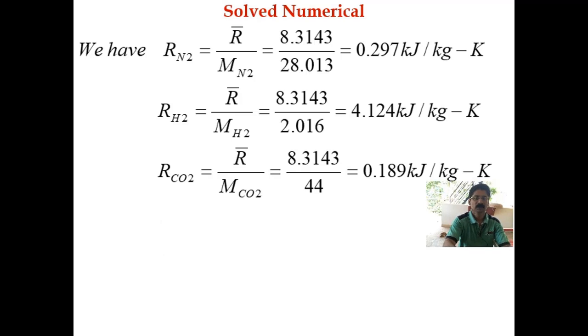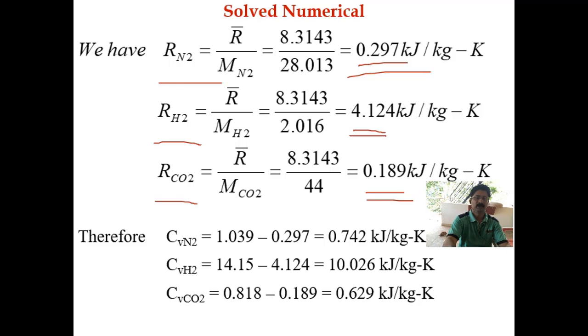Here, if you want to find out the gas constant for the individual gases, you can use the expression R is equal to R bar by M. If you write for N2, you will get RN2 is equal to R bar by MN2. Similarly, you can write for RH2 and RCO2, and you will get the values of the gas constants as 0.297, 4.124 and 0.189 kilojoules per kg per Kelvin.